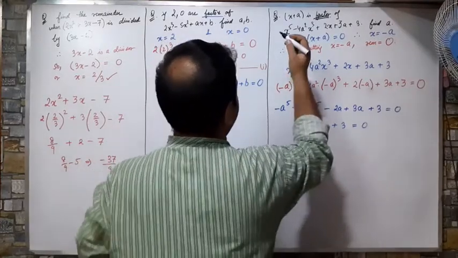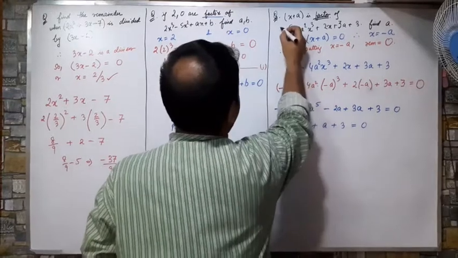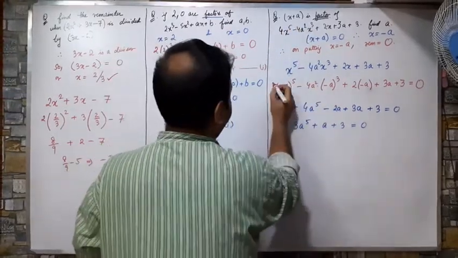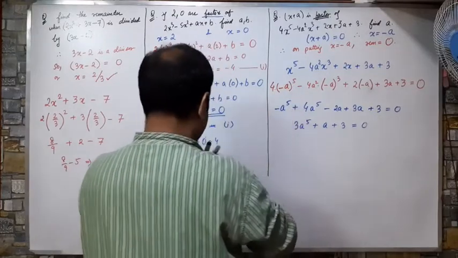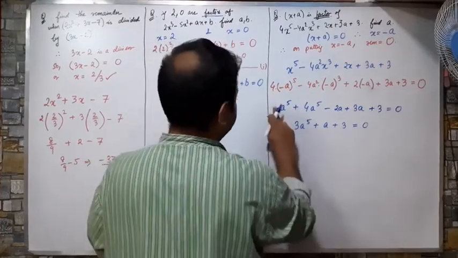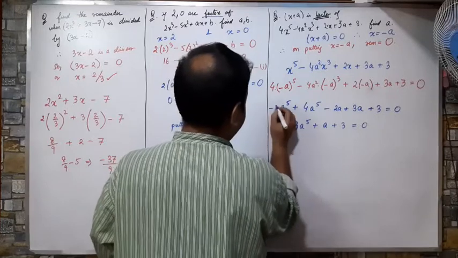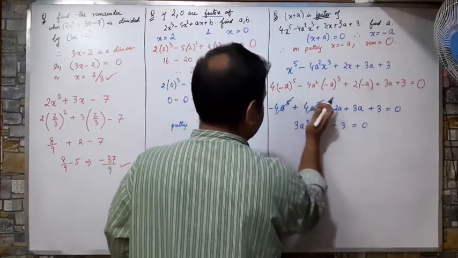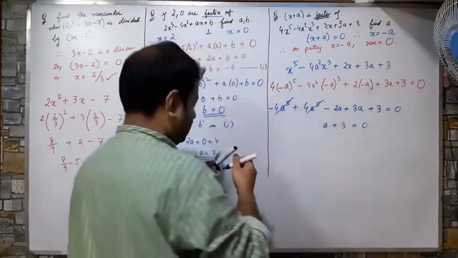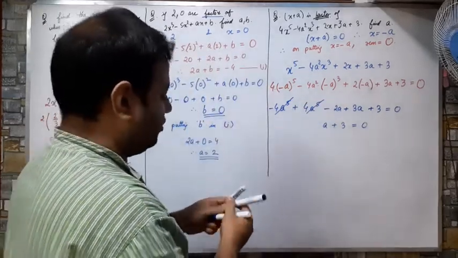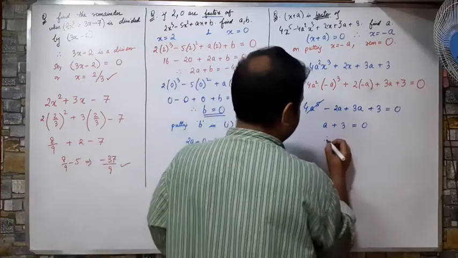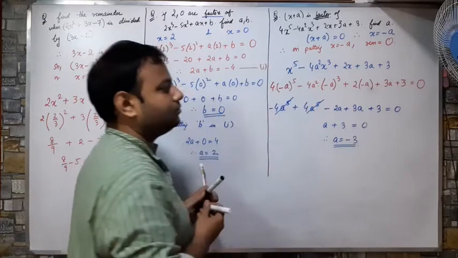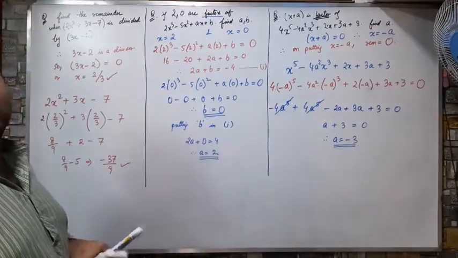Here will be 4 into x to the power. So now everything is okay. 4 into. So I will get here minus a to the power 4. So this will strike off and I will not get this part. Yes, now the question is: a plus 3 equal to 0. So therefore what I will get? Therefore a equals to minus 3. So this is how the question is being done.